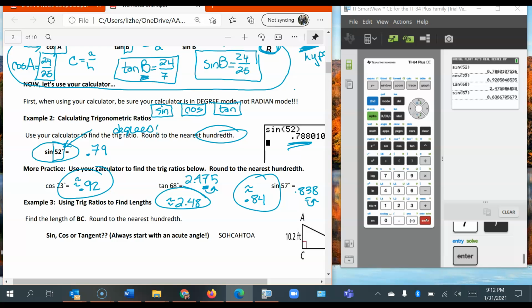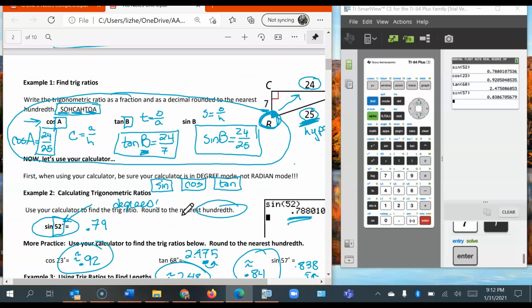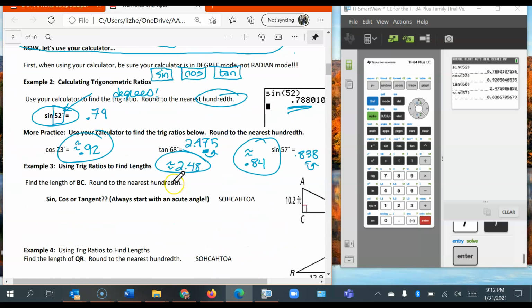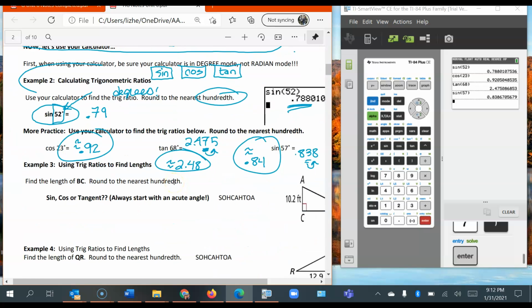And there you go. We are going to finish these notes tomorrow. So that's the end. In your homework, you're going to practice writing the ratios like example 1. And then you're also going to practice using your calculator like example 2. That's it.